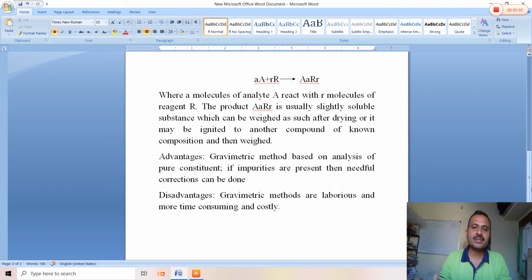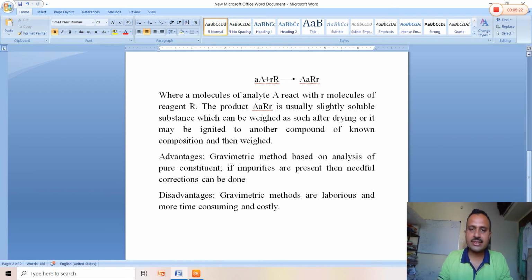Now here, if this proper compound is obtained in as pure a form as possible, then it should be dried, and after drying, the weight is determined. If it is ignited, then it is converted into another compound, and then its weight is determined.